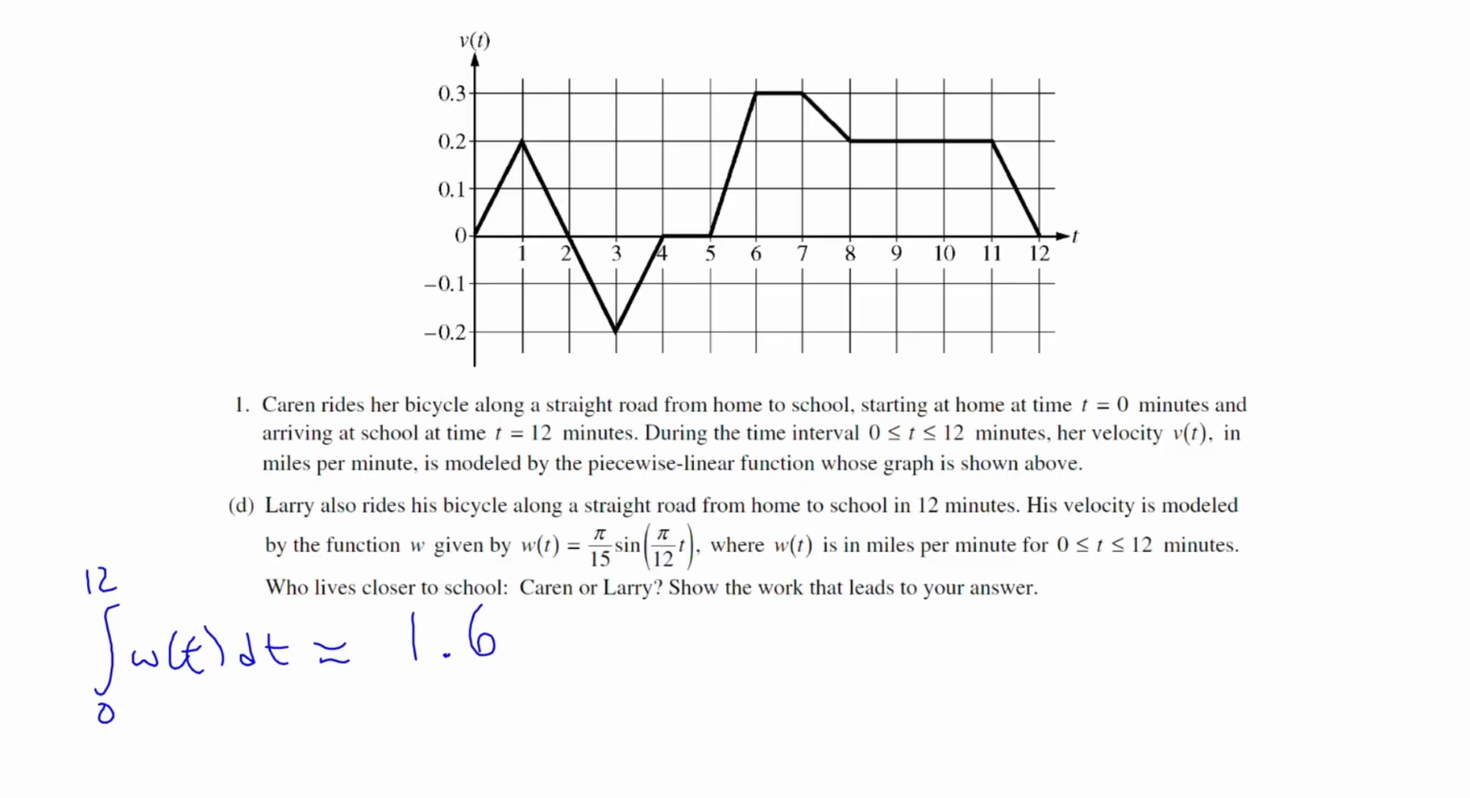And Karen's, we just need the integral from 0 to 12 of Karen's velocity here to figure out her displacement on her trip. Well, we already found the integral, the absolute value of it. And so that was 1.8. But this section here that was 0.2 was negative.